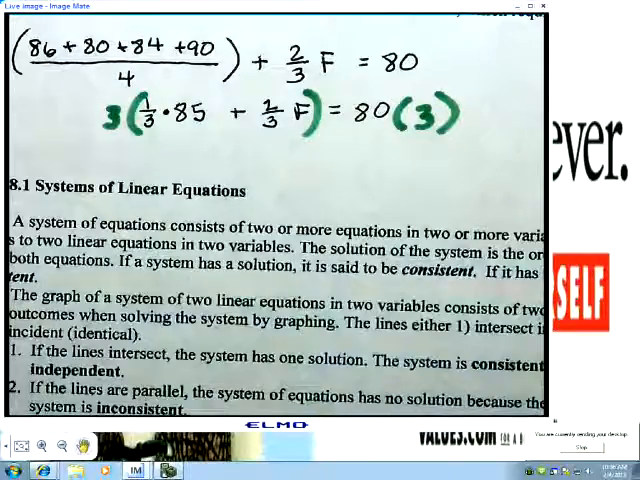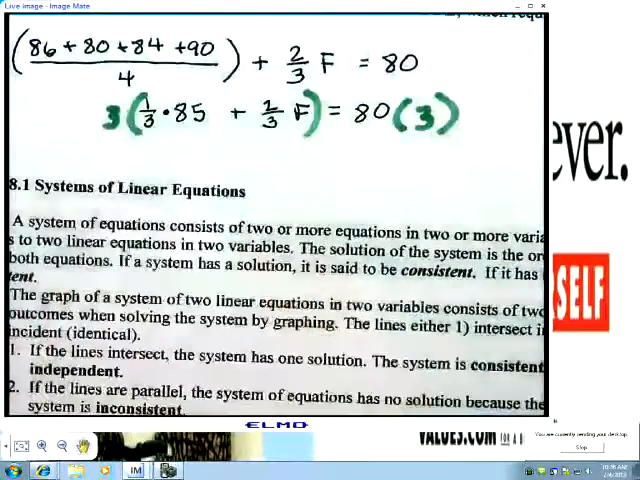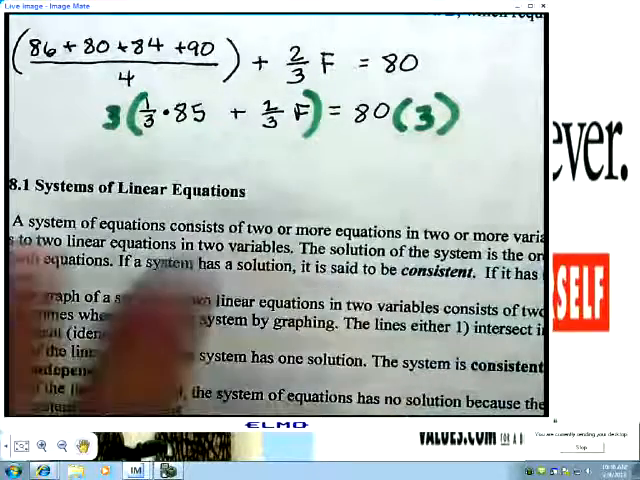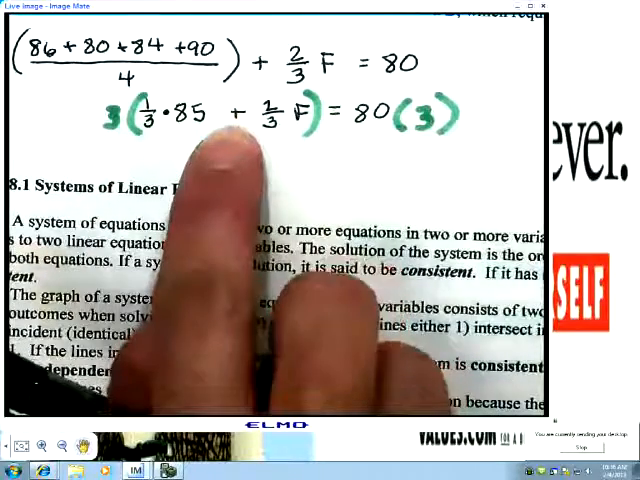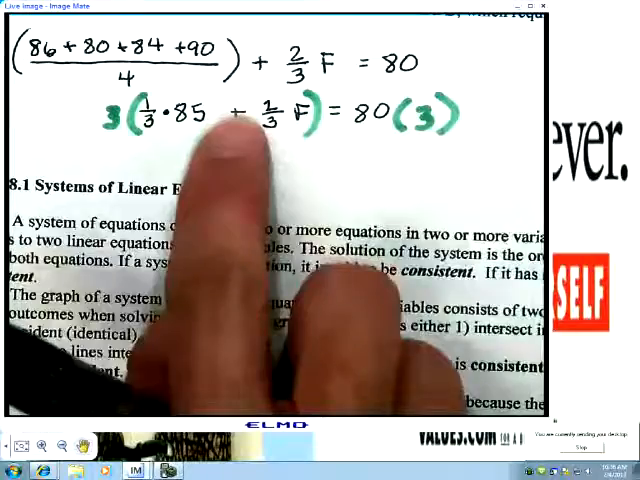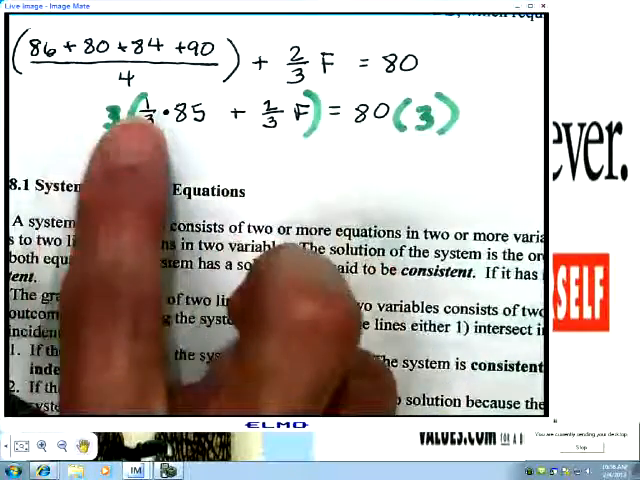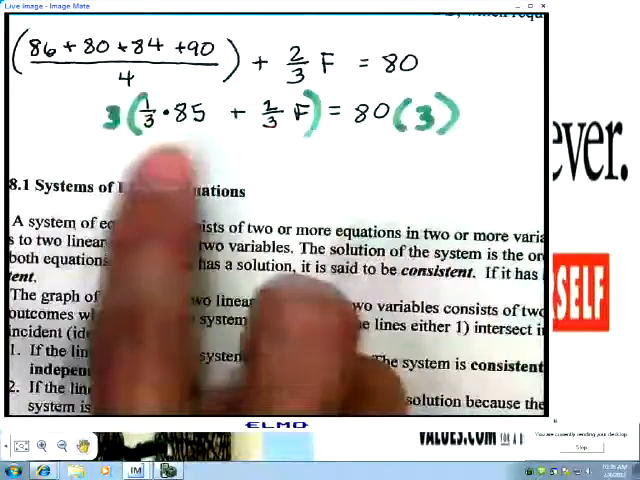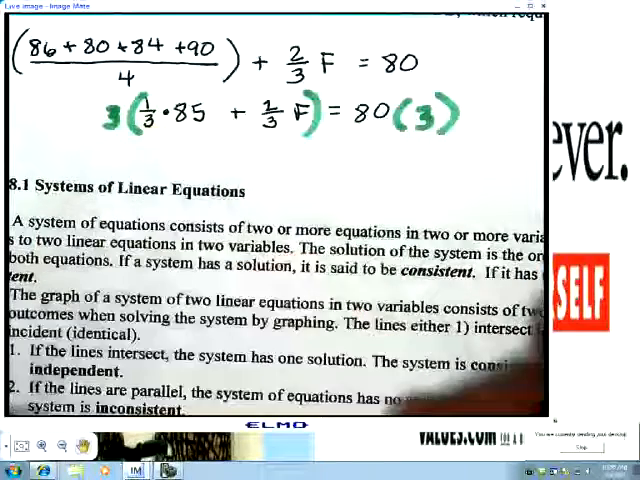Now on the left-hand side, how many terms are there in that parentheses? Nope, just 2, because terms are separated by addition and subtraction. And this is the only addition and subtraction, so these are the 2 terms. I need to multiply the 3 times this term and the 3 times that term. When I multiply 3 times 1/3, what does that give me? Just 1, and then the 1 times 85 is just 85.